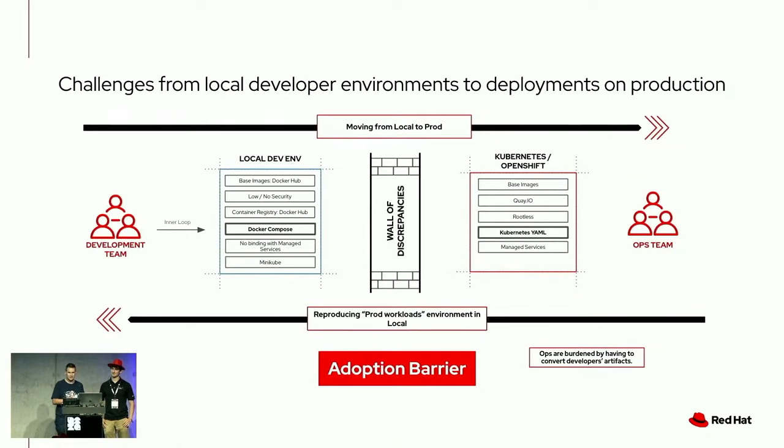So these challenges are bringing a wall of discrepancies between what's happening on the development teams and what's expected by the ops team, which creates the burden of having to convert the different artifacts. As a result, it's also bringing an adoption barrier of Kubernetes for the developer, and it's super complicated to reconcile those two worlds together, as you might have experienced.